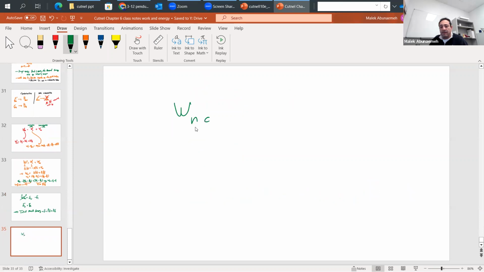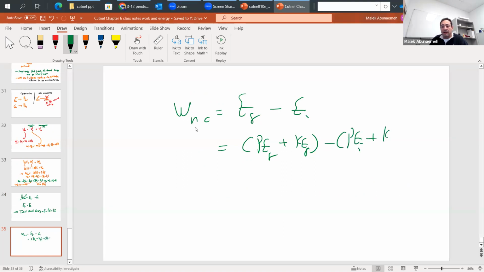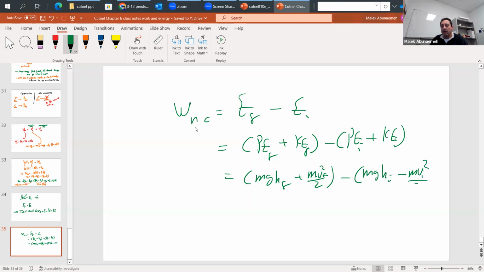So your non-conservative work, which is your final minus your initial, is going to equal your potential energy final plus your kinetic energy final minus your potential energy initial plus your kinetic energy initial. And in this case, it will equal mghf plus mv squared over 2 final minus mghi minus mv squared over 2 initial velocity.